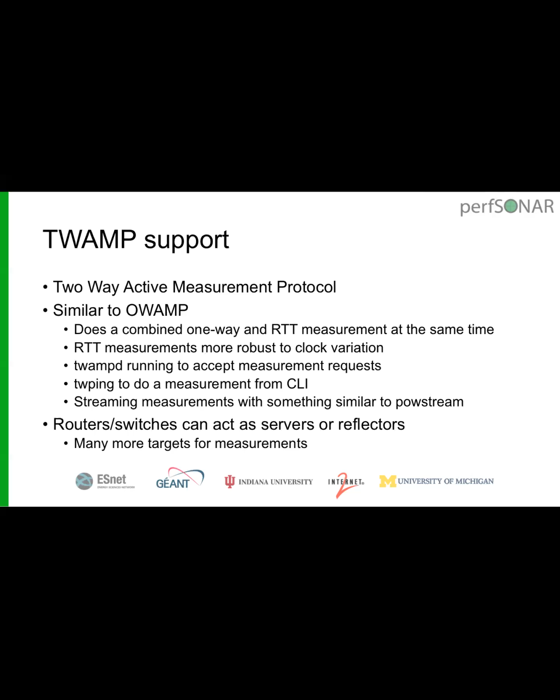Much like OWAMP, this runs as a daemon. There's a TWAMP server that accepts and helps out with measurement requests. There'll be a program called TWPing to do measurements from the CLI, from the command line, and probably we'll come up with something that does the same thing as PowStream does, that produces streaming measurements. One of the things that made TWAMP attractive is that it is very widely implemented on routers and switches, and that means that those devices can act as TWAMP servers, and that gives you a whole lot more targets for measurements. Next slide, please.